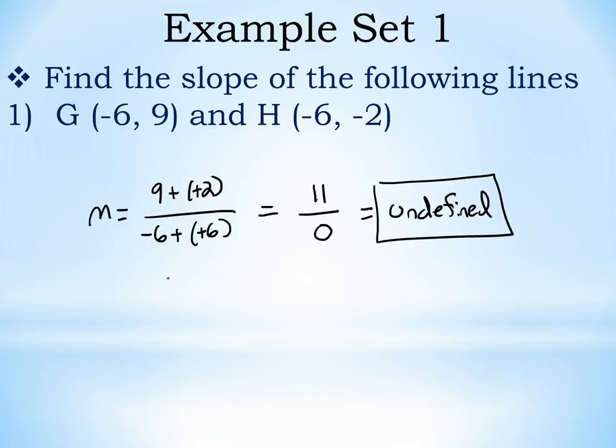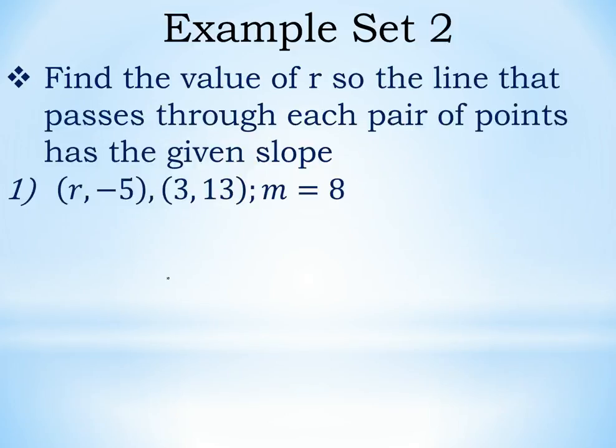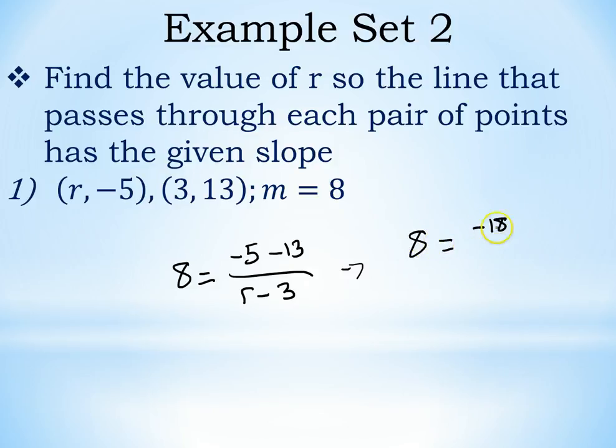Now, another thing we can do is, if we are given the slope and 2 points, but we're missing one of the coordinate points, we can use the slope equation to solve for the missing coordinate. So my slope is 8, and my slope equation would be y minus y, negative 5 minus 13, over x minus x, r minus 3. So this gives us 8 equals negative 18 over r minus 3.